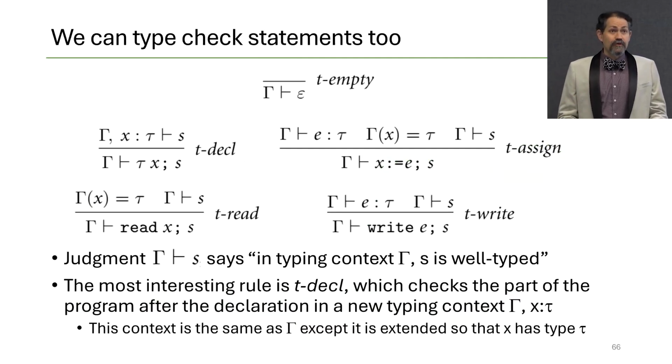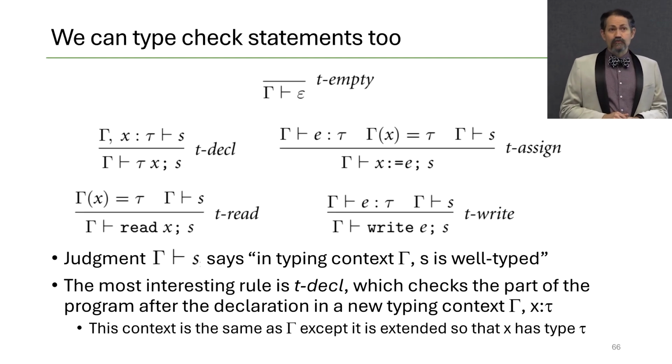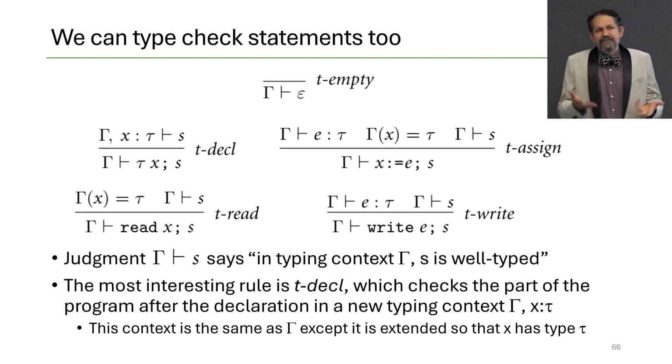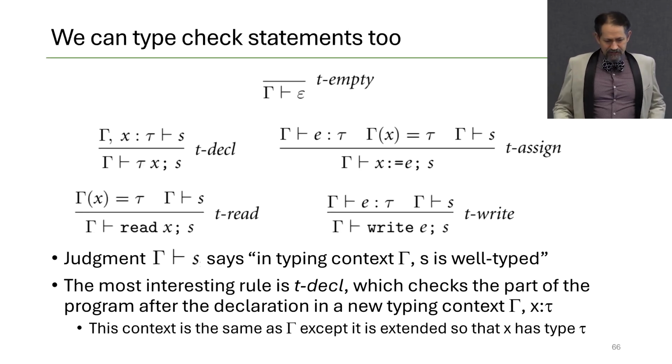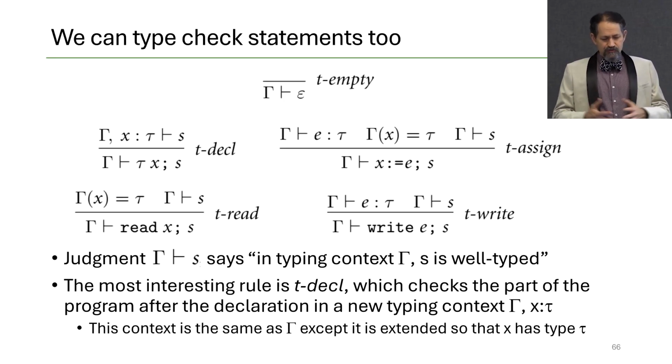We can type check statements too. And in fact, that's where we get information about variables in our types. So remember that our statements are formalized as a linked list, and so just to be complete in our formalism, we have a T empty rule for type checking the empty program. It doesn't do anything. Every empty program type checks. When we have a type declaration, then we'll just add x colon tau to the context for whatever type tau x was declared to be, and then we'll go ahead and check the rest of the statements.